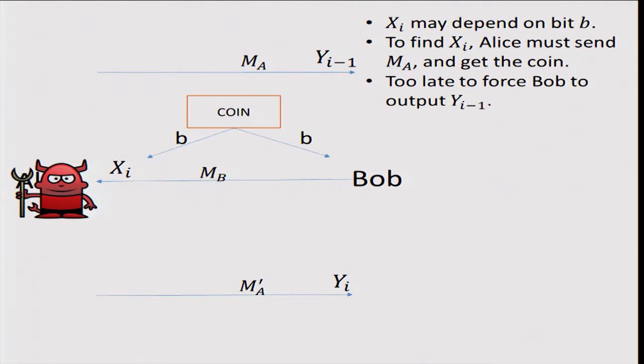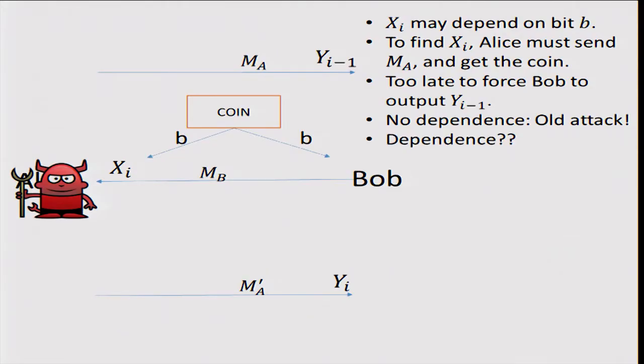Alice can at least find out whether Xi depends on the bit B or not. If it turns out that Xi is independent of the bit B, then we can have the old attack which we had in the case of coin. However, if Xi depends on the bit B, then as I said before, Alice would have to send the message MA and get the outcome of the coin. But then it will be too late for her to force Bob to output Y_{i-1}.